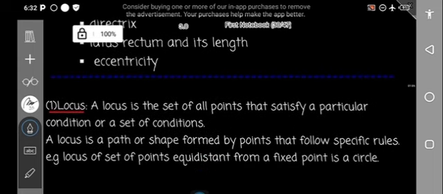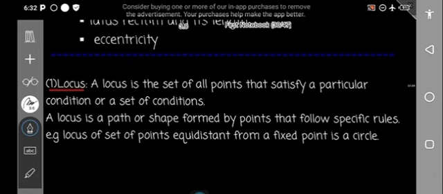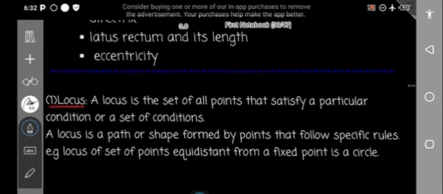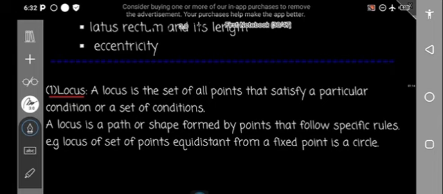To start with, let's define locus. A locus is the set of all points that satisfy a particular condition or a set of conditions. A locus is a path or shape formed by points that follow specific rules, e.g., the locus of a set of points equidistant from a fixed point is a circle.